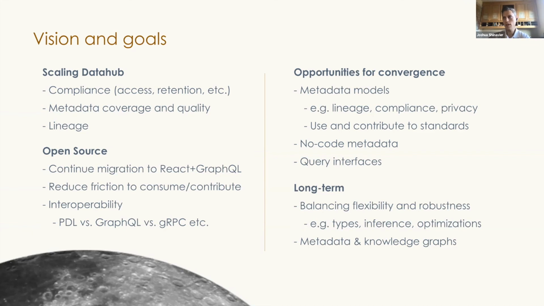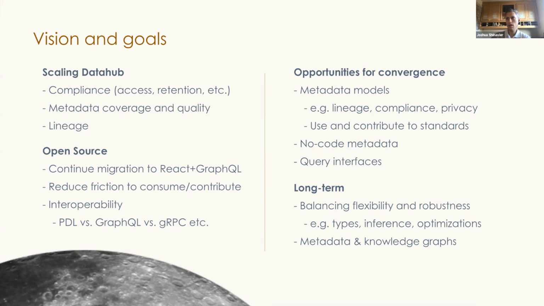I think there's a balance to be struck between flexibility, which is what we see on the open source side, and robustness, which is very important to us on the LinkedIn side. Having strong types, strong schemas, being able to perform inference, and there are advantages in terms of optimizations that you can think about as well.